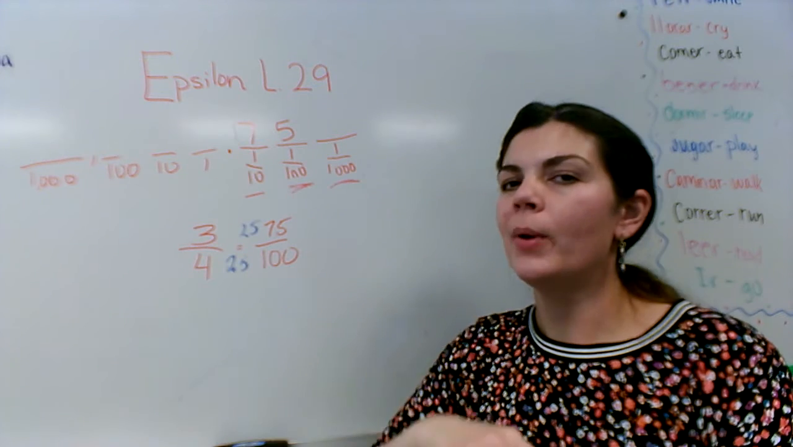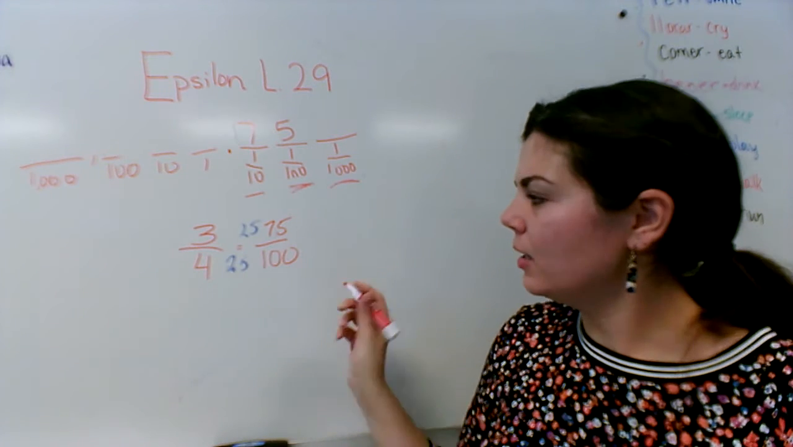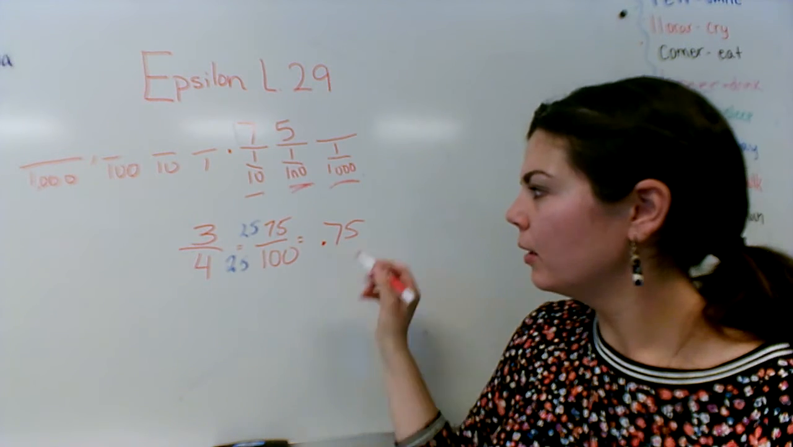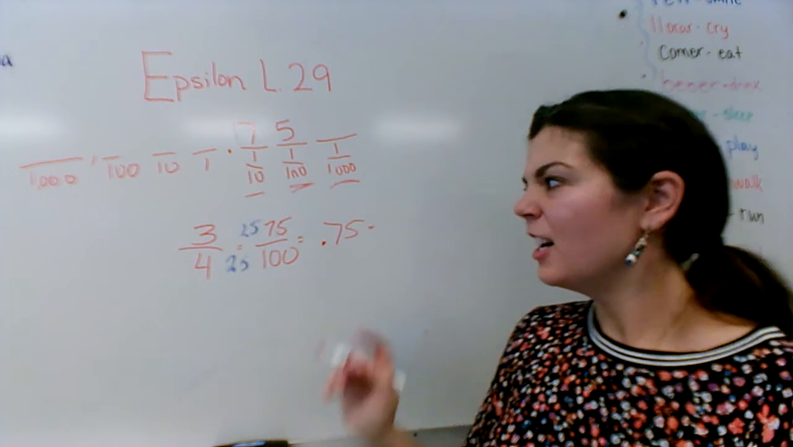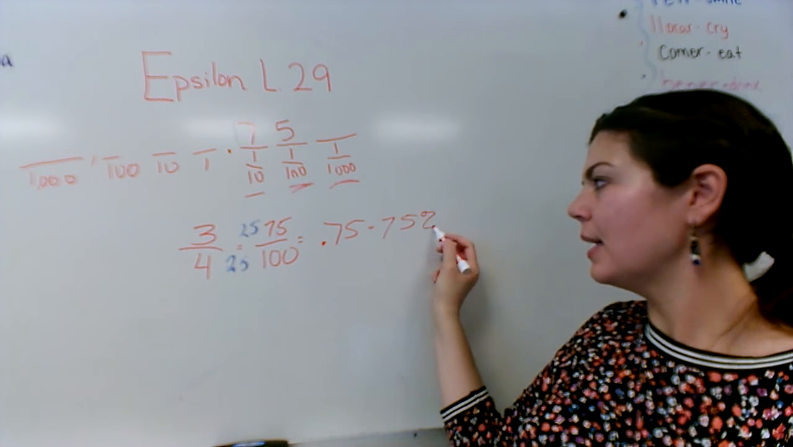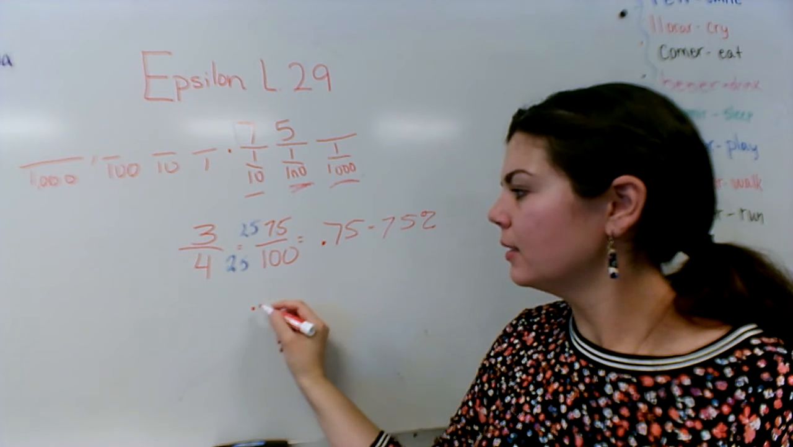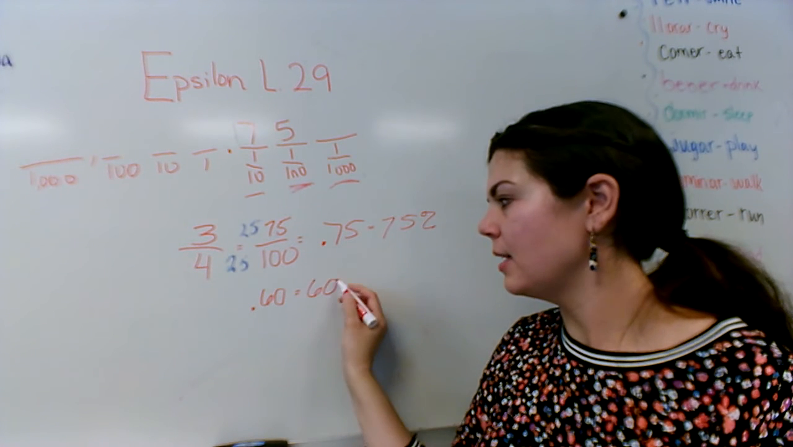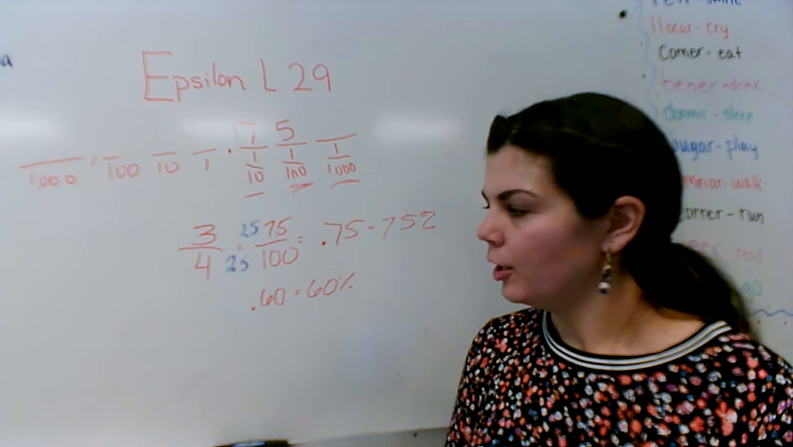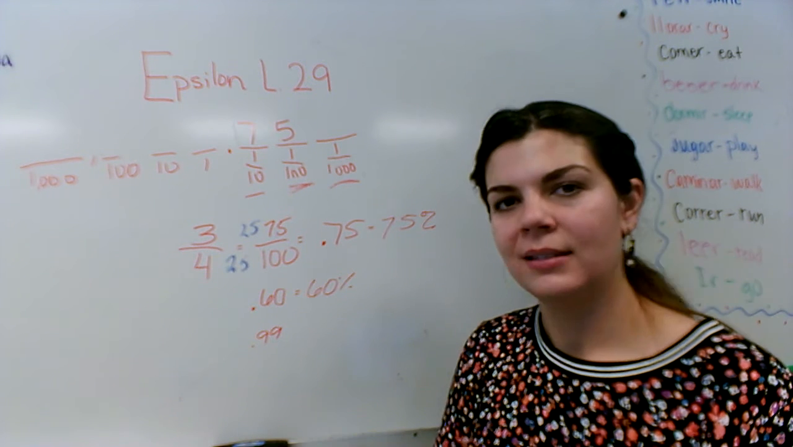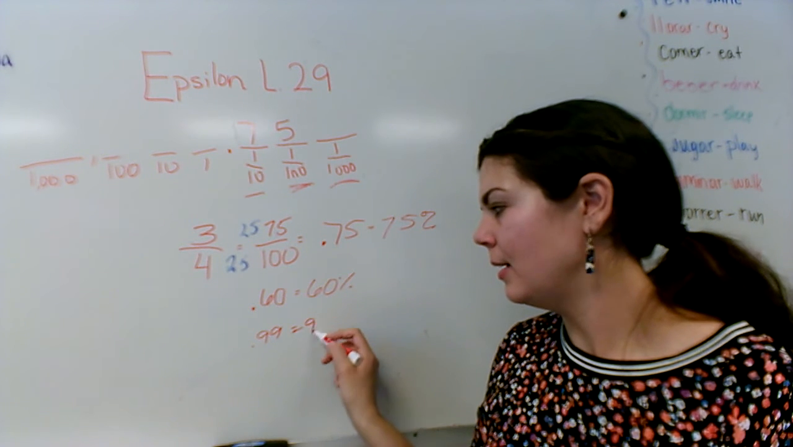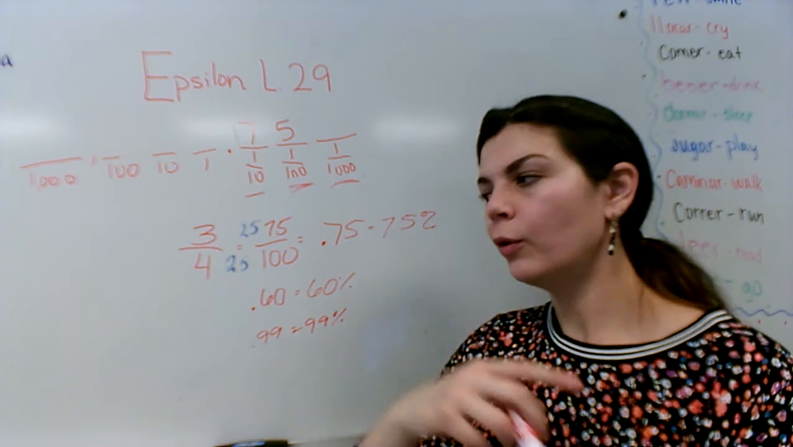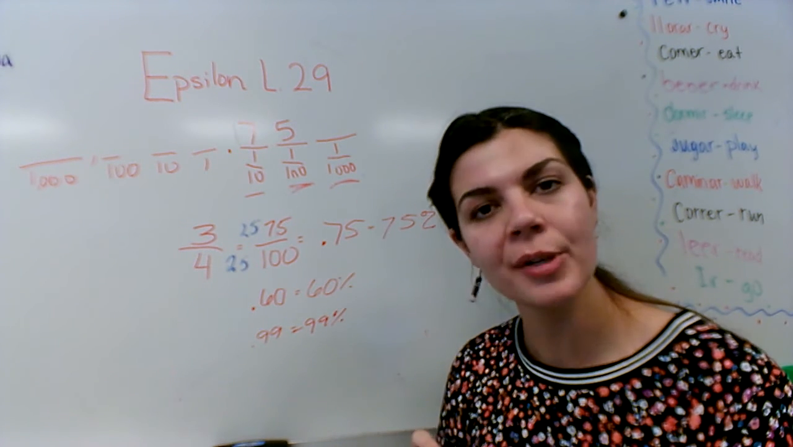So if I have 0.75, that equals, so this equaled 0.75 up here that we found out, and that equals what? 75%. If I had 0.60, that would equal 60%. If I had 0.99, that would be 99%. Anytime you have anything in the hundredths place, it can automatically be changed into a percent.